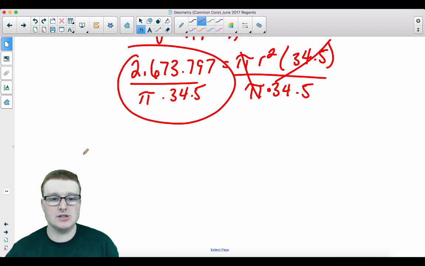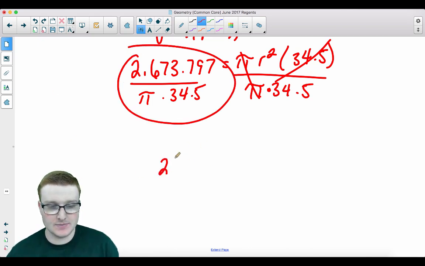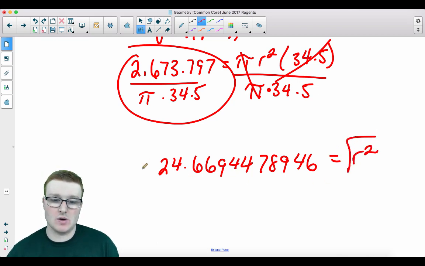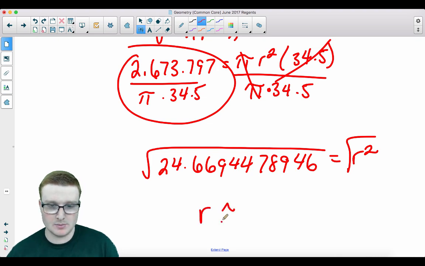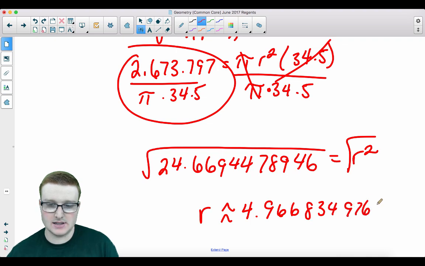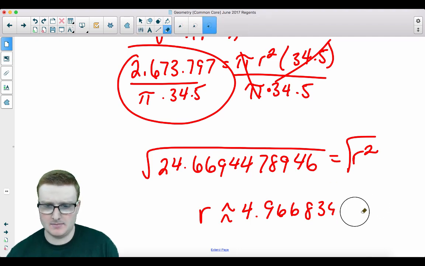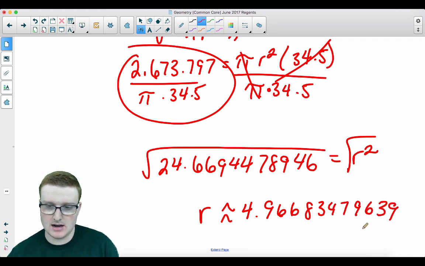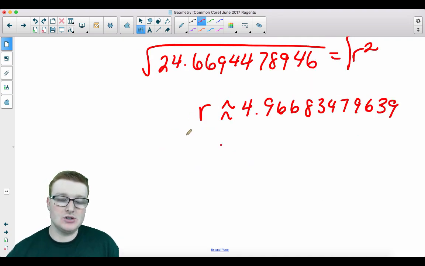When you plug this into your calculator, just take my word for it. I don't want to type that in. You get 24.669, leave it in that number, equals r squared. Now to solve for r, you simply take the square root of both sides. And you get r is approximately equal to 4.9668... Okay, folks. This is your radius.